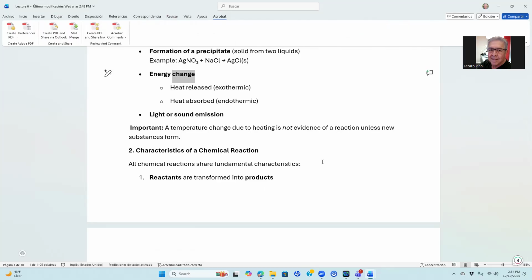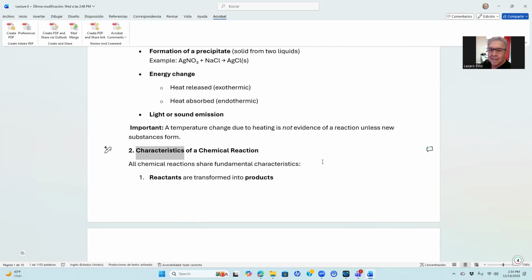Energy change. Heat released, exothermic. Heat absorbed, endothermic. Light or sound emission. Important: a temperature change due to heating is not evidence of a reaction unless new substances form.